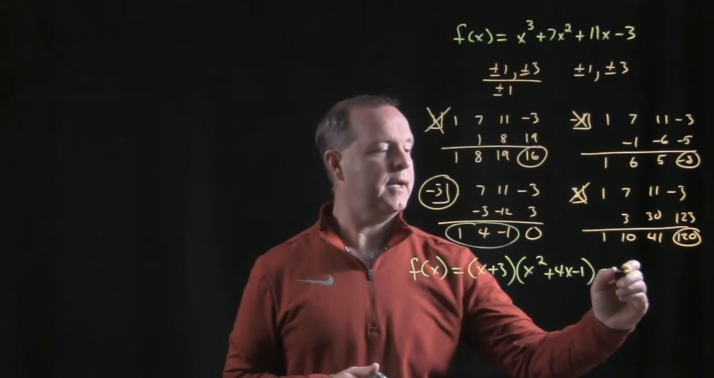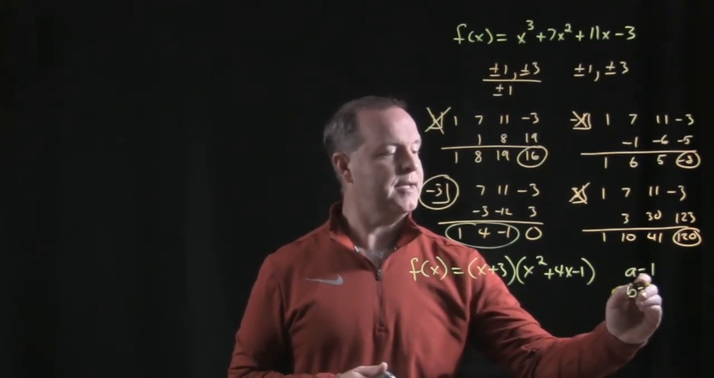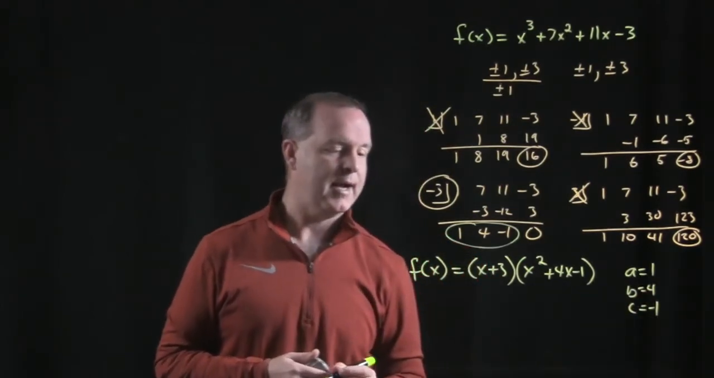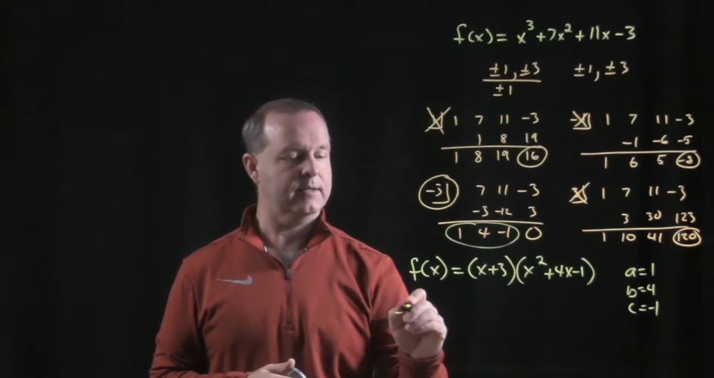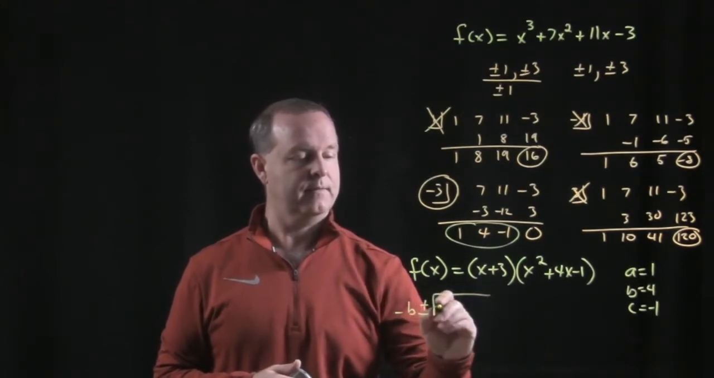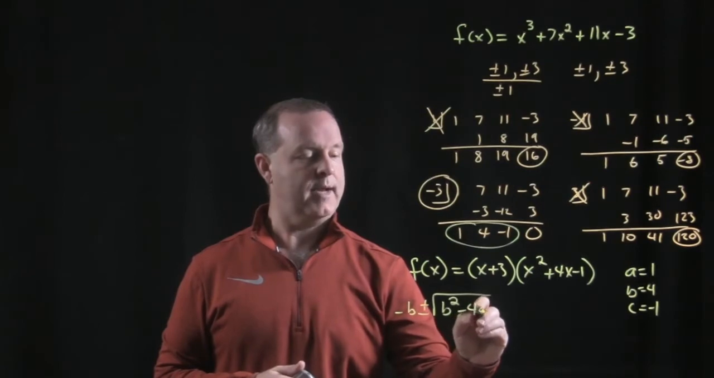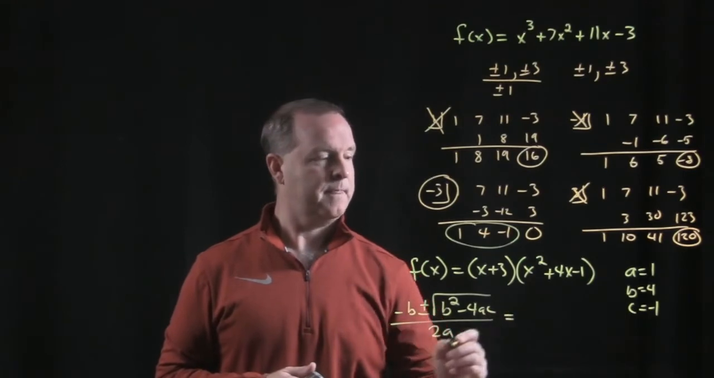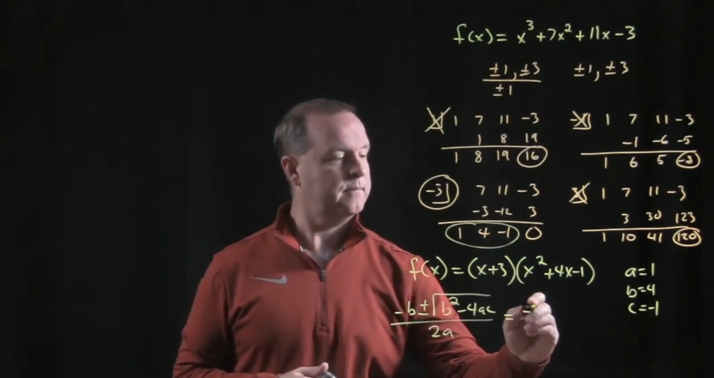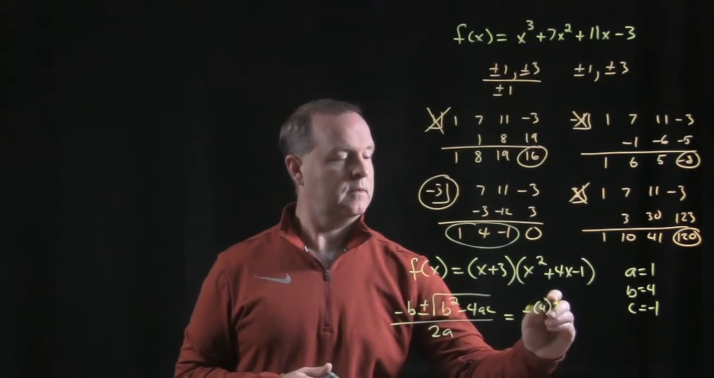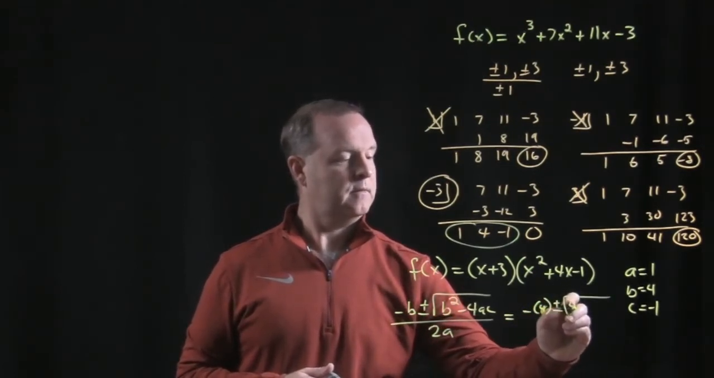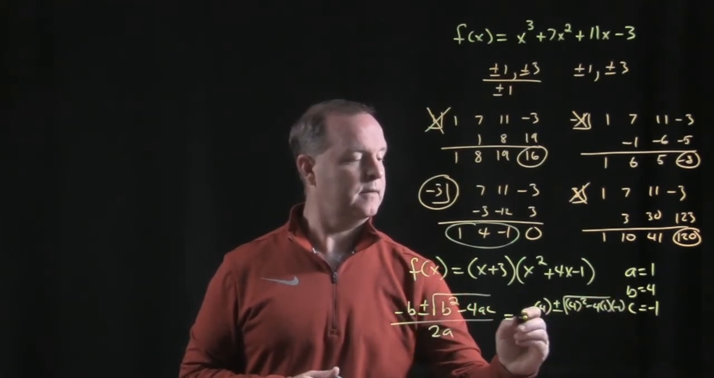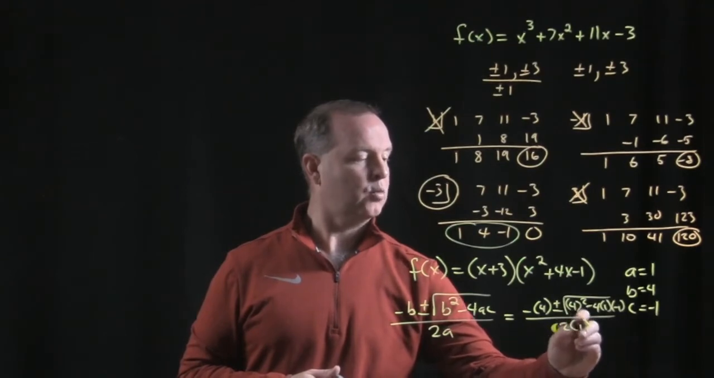So to do that, my a is 1, my b is 4, my c is negative 1. So let's plug that into the quadratic formula. The quadratic formula, if I remember right, is negative b plus or minus the square root of b squared minus 4ac, all over 2a. Is that right? All right, so I have minus 4 plus or minus the square root of 4 squared minus 4 times 1 times negative 1, all over 2 times 1.